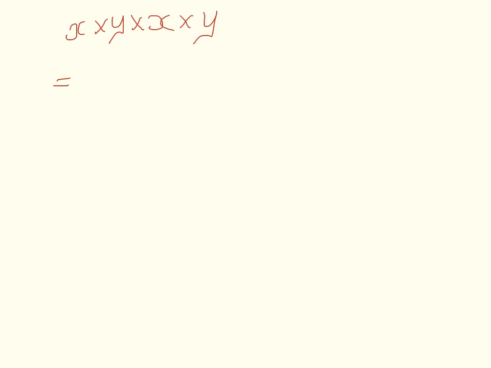Here's a simple indices question. So I've got x times y times x times y. And all I need to remember here is when I multiply, I can do it in any order I like. So that's actually the same as x times x times y times y. And we know that x times x is x squared. And we know that y times y is y squared. So altogether we can say x squared y squared.